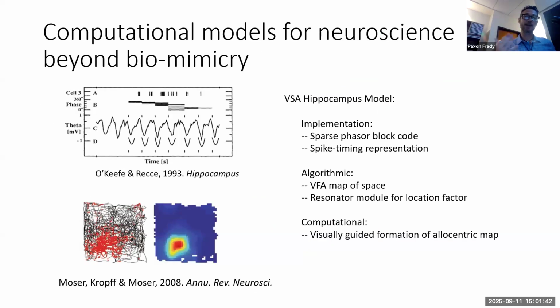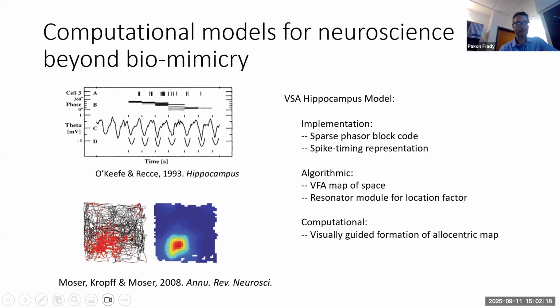Then we can go beyond the biomimicry, because we now have a way to represent complex numbers with spikes, and it also uses oscillations. In the neuroscience of the hippocampus, there's this really prominent theta oscillation. You stick your electrode in there, you hear the spikes, but you also hear this background oscillation. And it turns out that spikes are locked in relation to this background oscillation. That's also similar to how the spike timing code works.